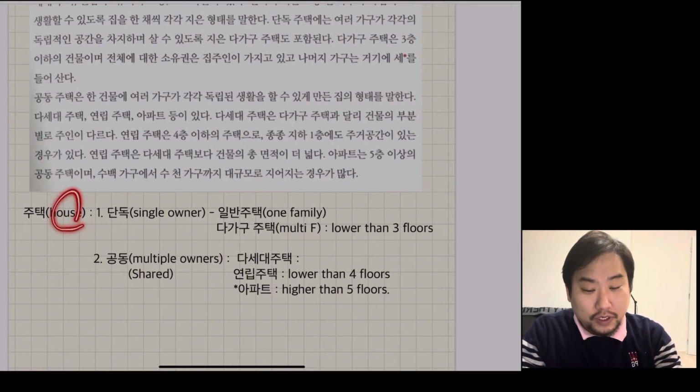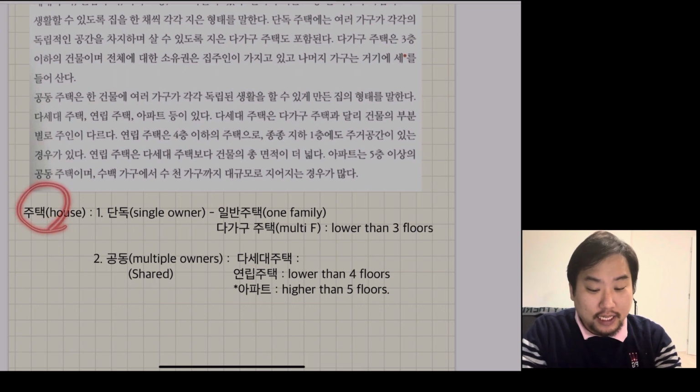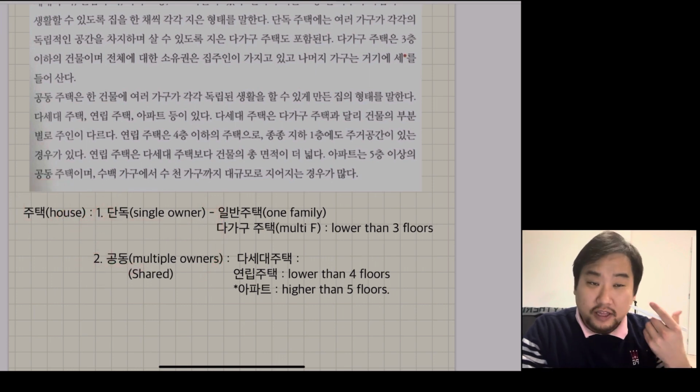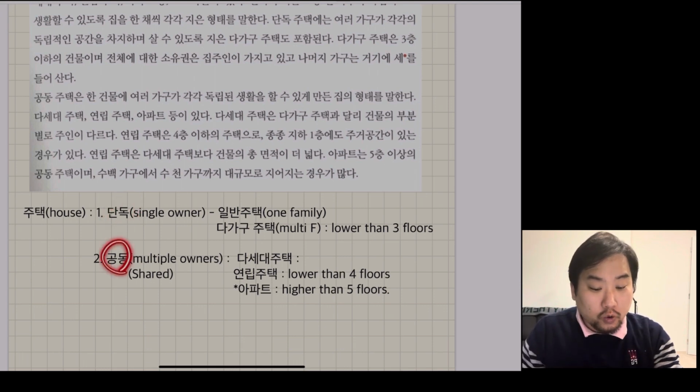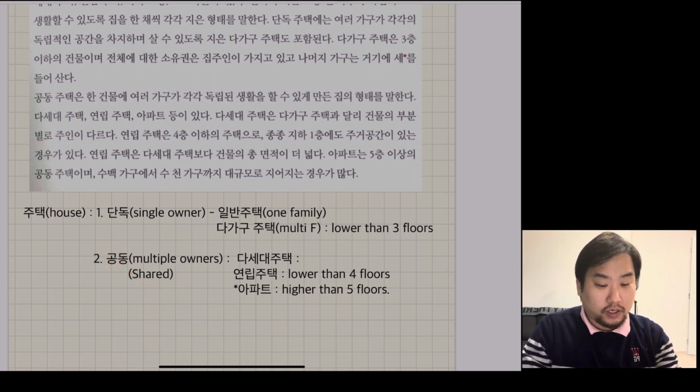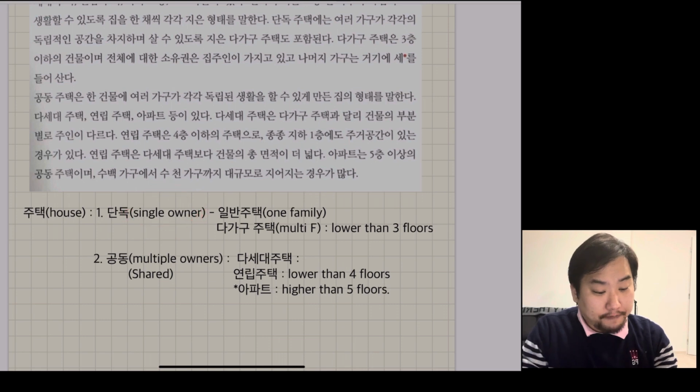So house, we say 주택. So 주택 is classified as two. One is 단독 and second one is 공동. The difference is the number of owners. So 단독 is a single owner and 공동 means share. It means multiple owners. So in the single owners, there is 일반 주택 and 다가구 주택.